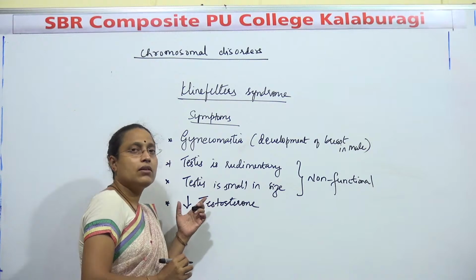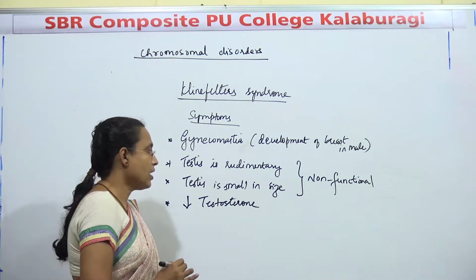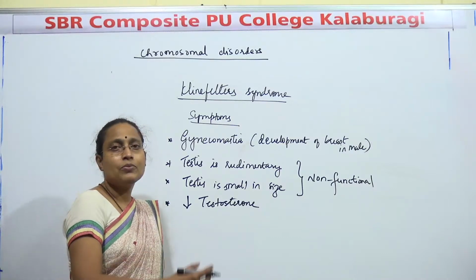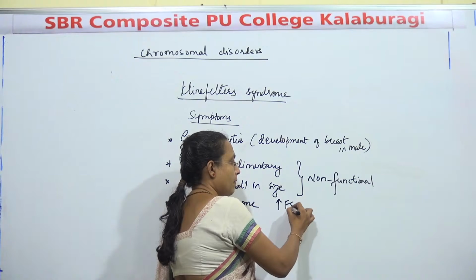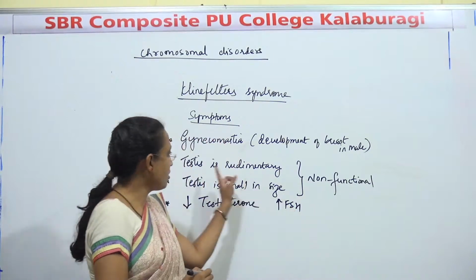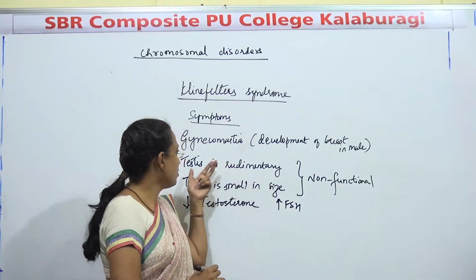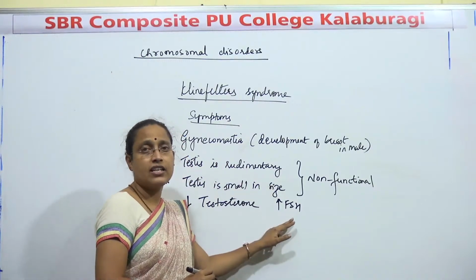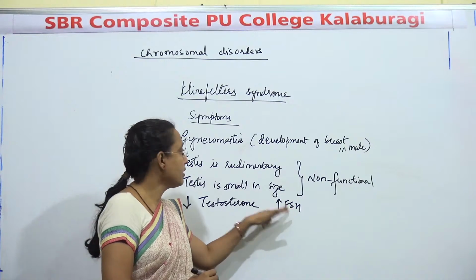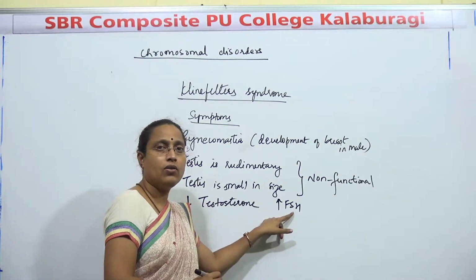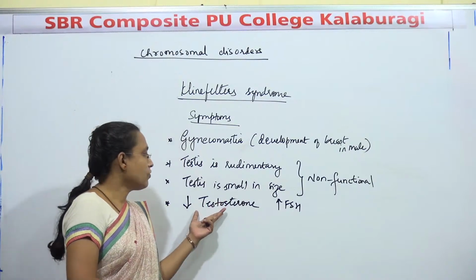So this decrease in testosterone will lead to fewer symptoms. Remember, the pituitary keeps releasing gonadotropins, so there can be an increase in FSH, but the testis does not respond to FSH. Both gonadotropins, FSH as well as LH, will be high, but the testis will not respond to them and produce its respective hormones. So therefore, testosterone will be less.